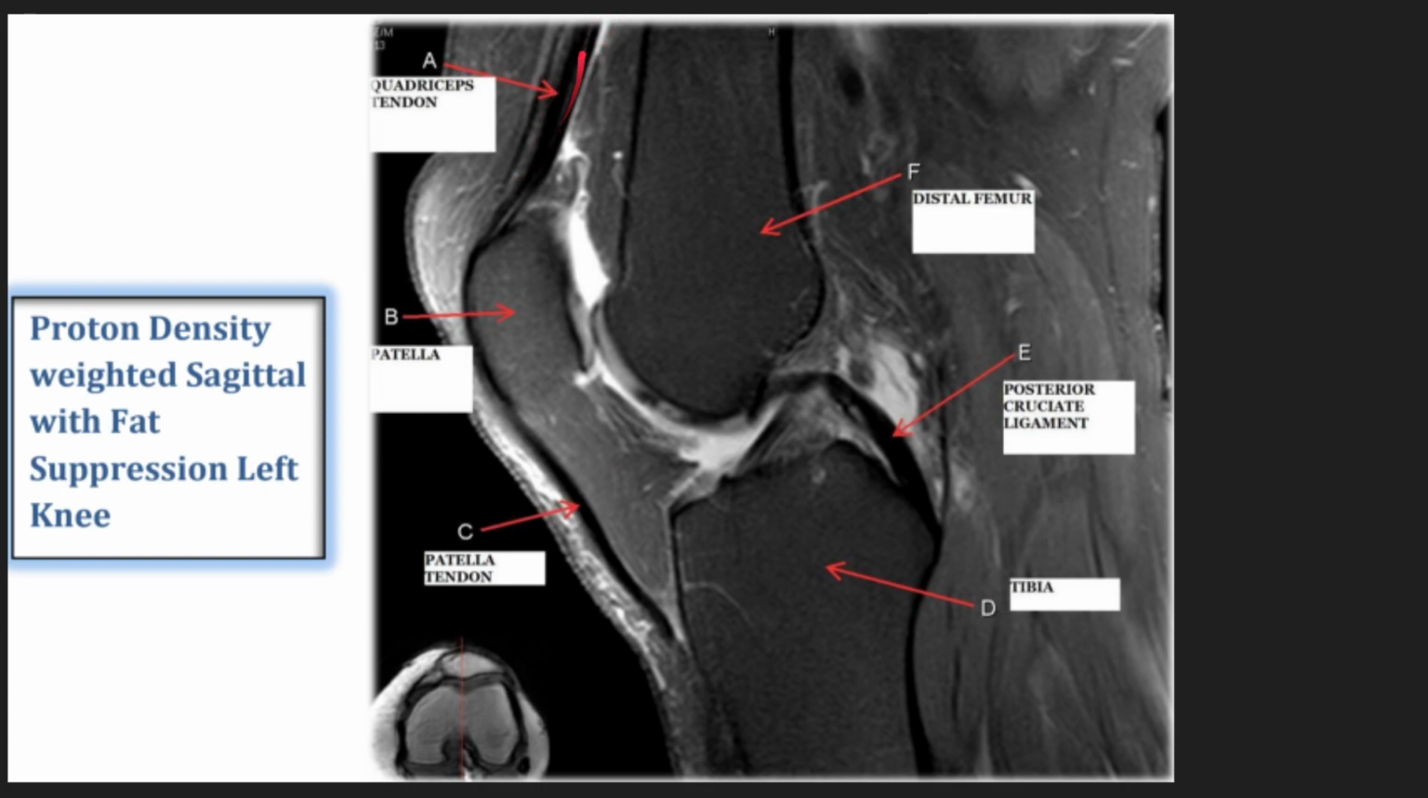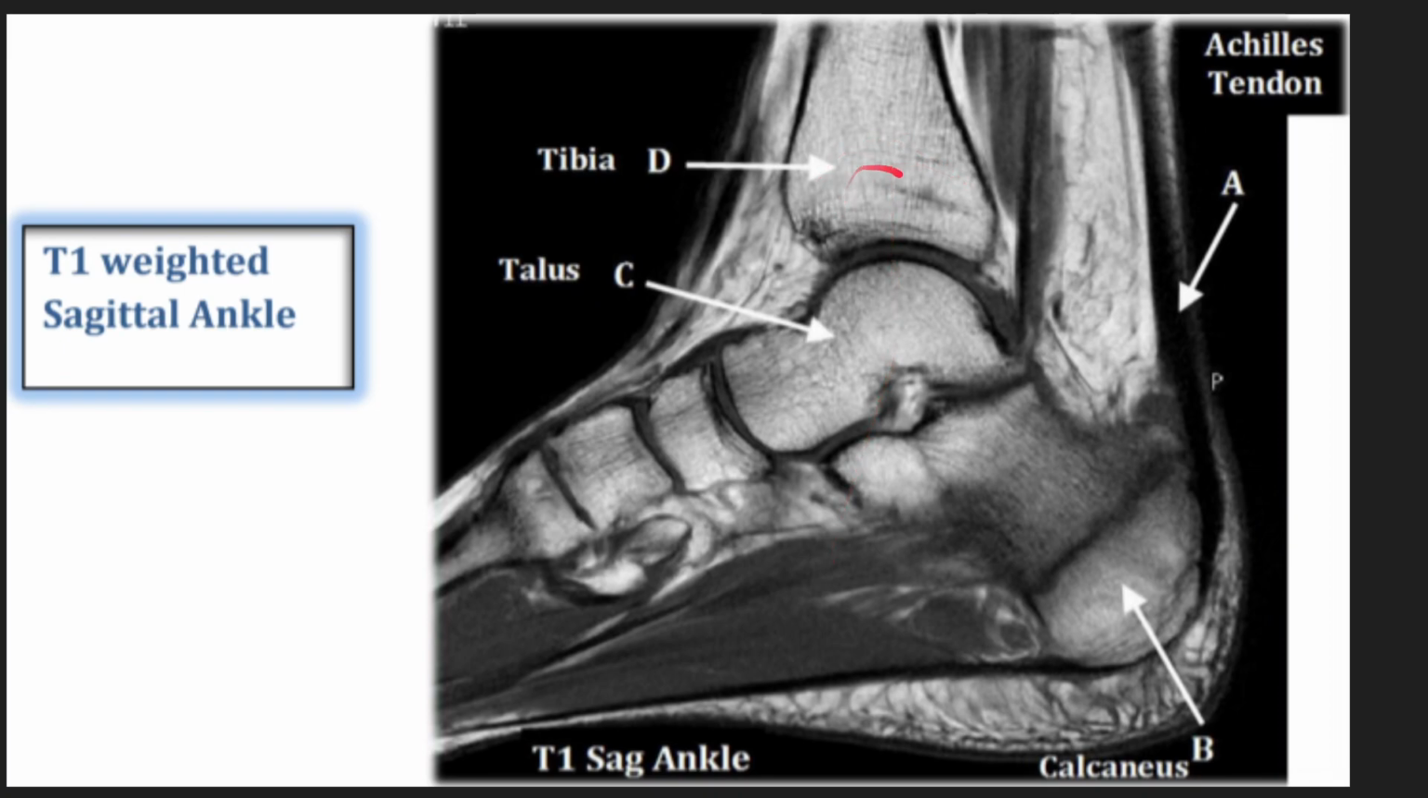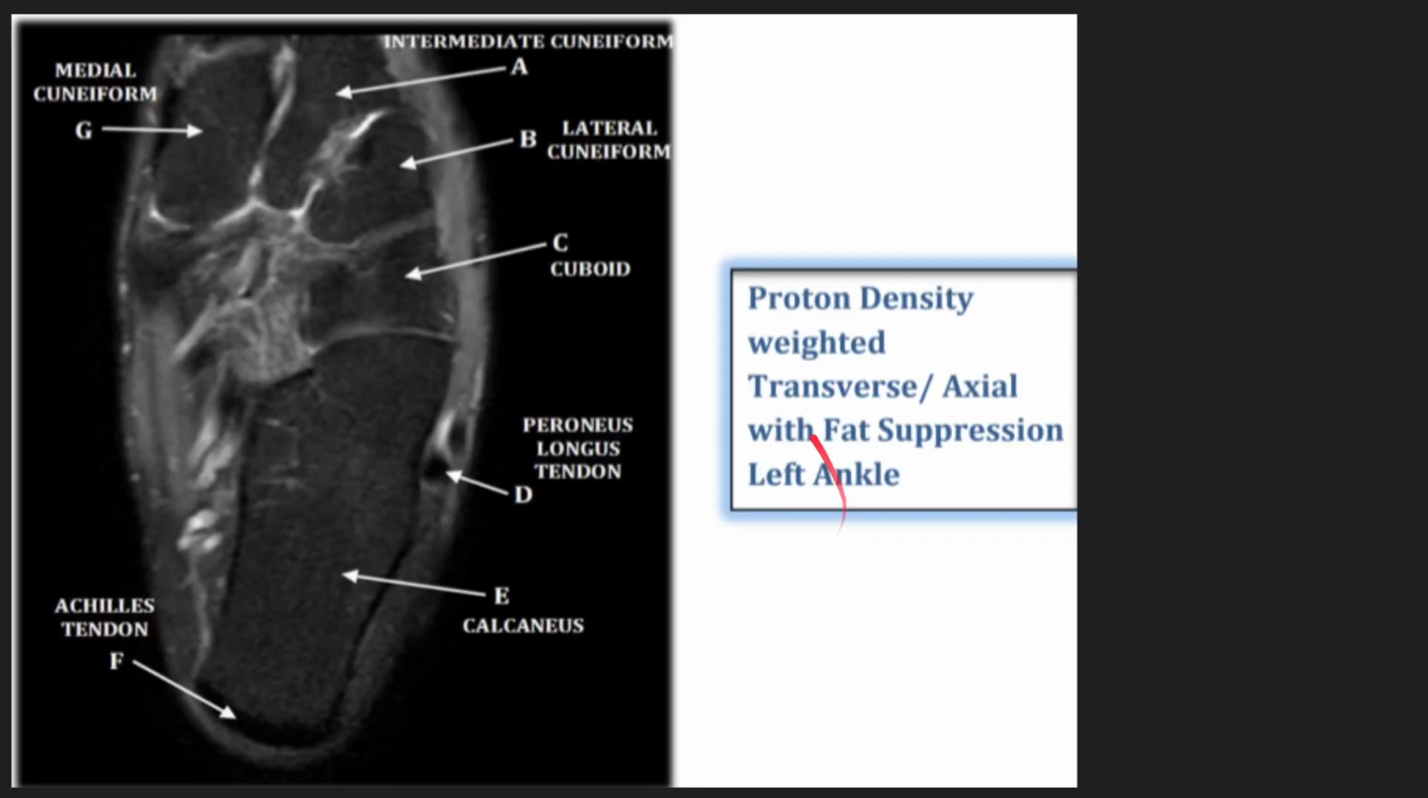quadriceps tendon, patella, patella tendon, distal femur, posterior cruciate ligament, and tibia, tibia again, Achilles tendon at the back, the talus, calcaneus, calcaneus again, Achilles tendon, peroneus longus tendon, cuboid, lateral cuneiform, intermediate cuneiform, medial cuneiform.